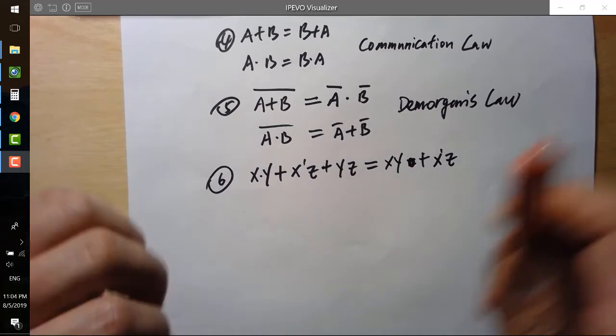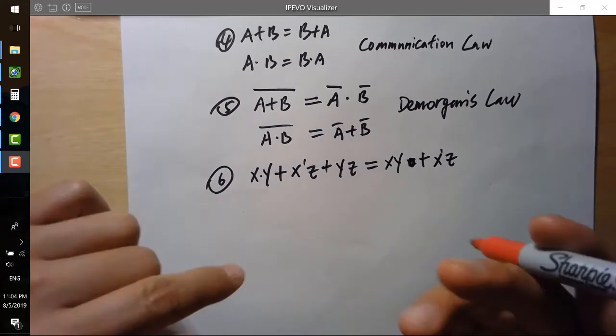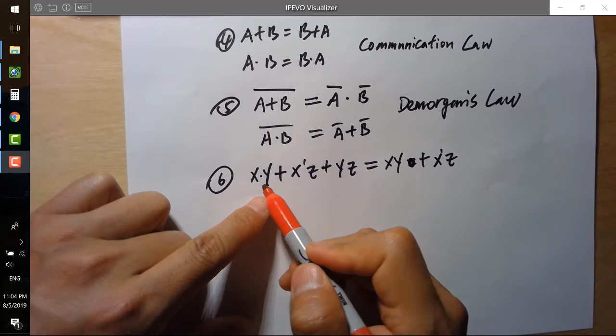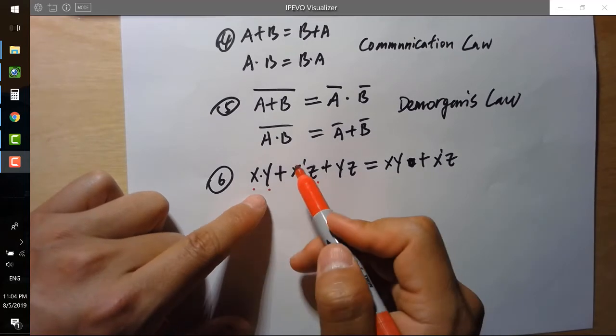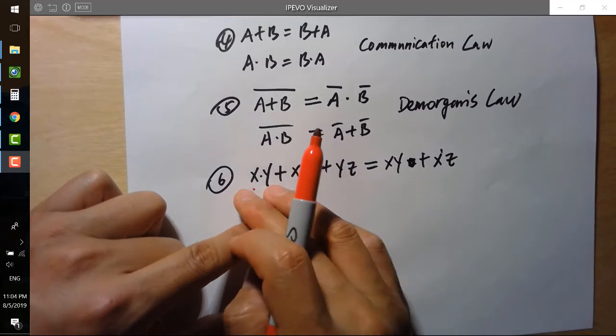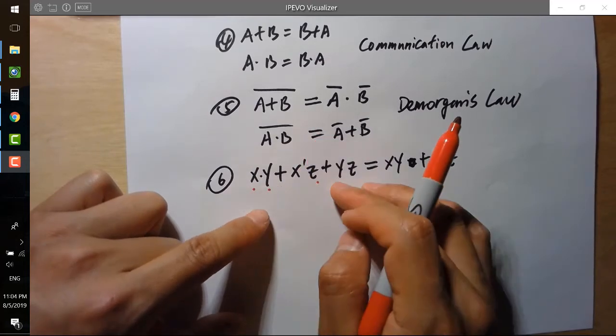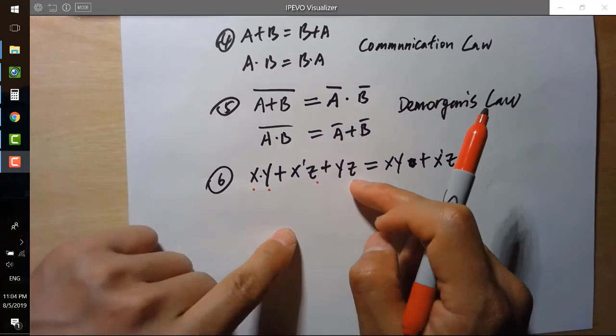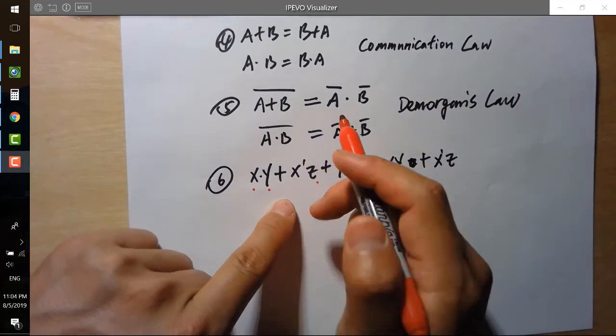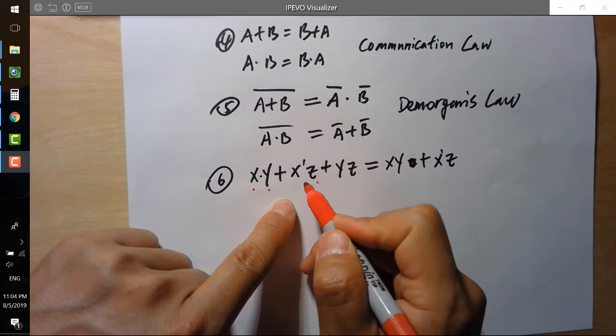So the way to do that is, when you have three variables, X, Y, and Z, and the terms are being combined in the form of twos, right? So this one combined to this one, this one combined to this one, this one combined to this one, and one of these three variables is being inverted in one of the terms.